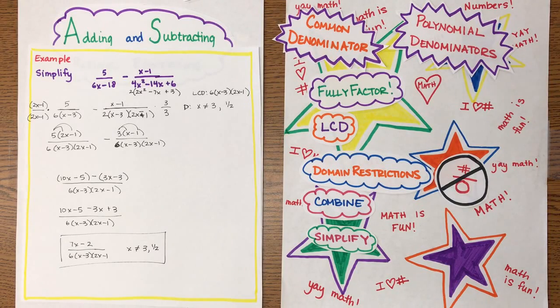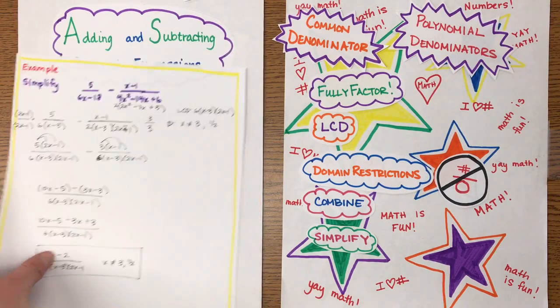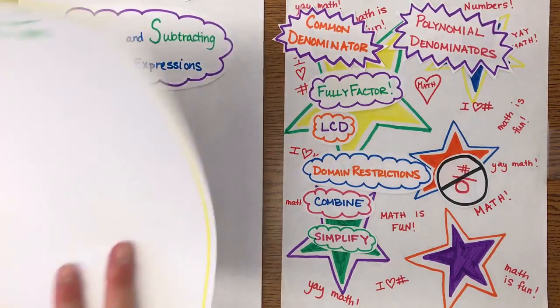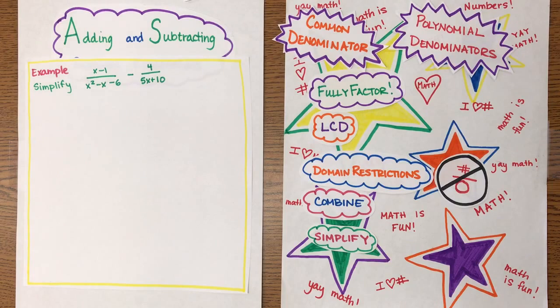Welcome back. We're looking at adding and subtracting rational expressions. We just went through one example with a polynomial denominator, and I'm now going to go through another. So I'm simplifying x minus 1 over x squared minus x minus 6 minus 4 over 5x plus 10.